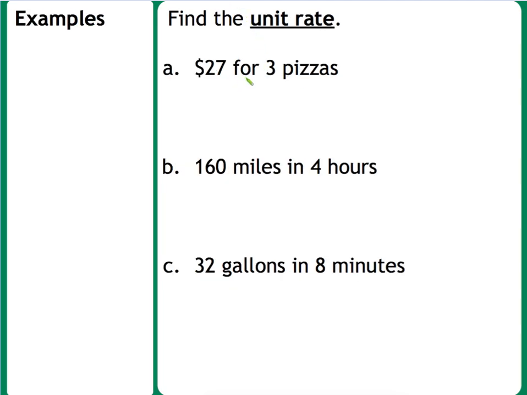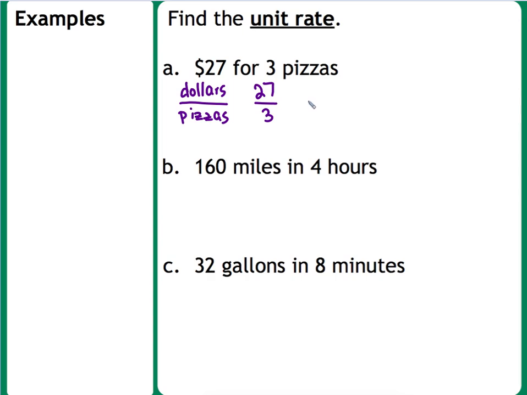We have $27 for 3 pizzas. Now when you're doing computation with units, it gets a little messy. So what I like to do is write the units off to the side. So I'm going to do dollars for pizzas. And that's $27 for 3 pizzas. So it's kind of like we're building a table. I'm just not drawing the vertical lines here.